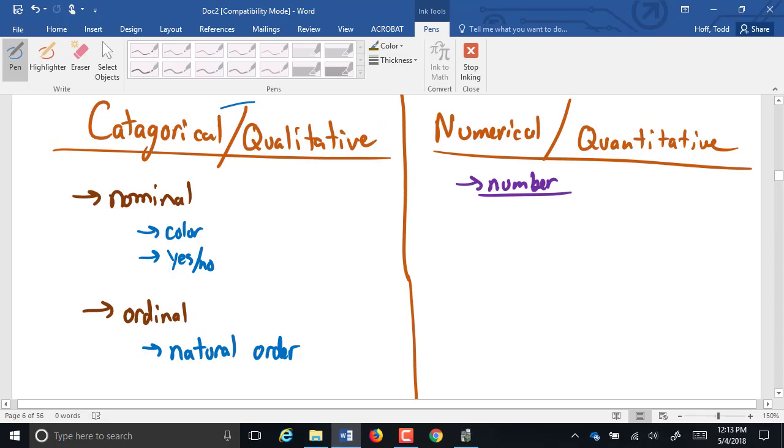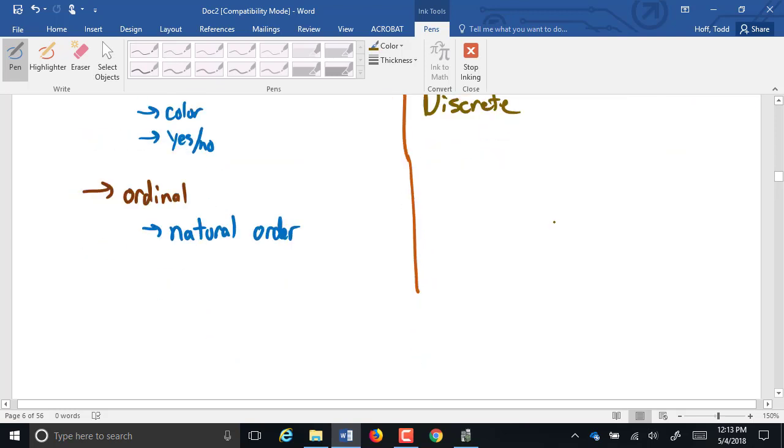On the numerical quantitative side, there's actually a couple of different divisions we have to see. We have discrete, and we have continuous.